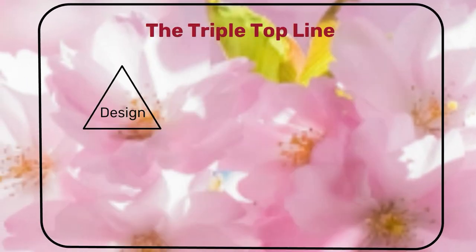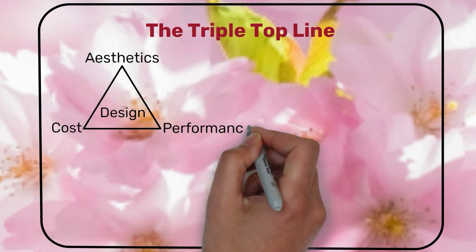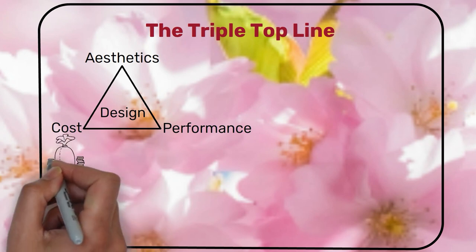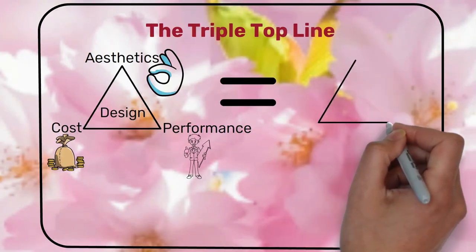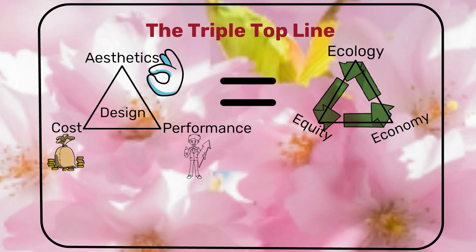The triple top line. The conventional design criteria are a tripod: cost, aesthetic, and performance. This means we are prepared to answer, can we profit from it? Will the customer find it attractive? And will it work? This triple bottom line approach is based on the tripod of ecology, equity, and economy. This approach has had a major positive effect on incorporating sustainability concerns into corporate accountability.